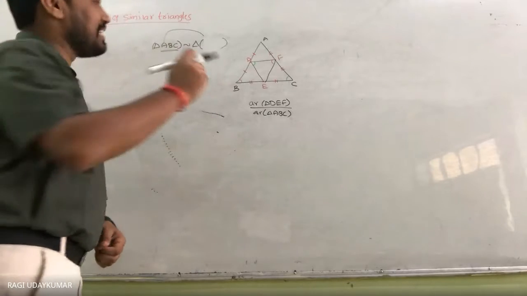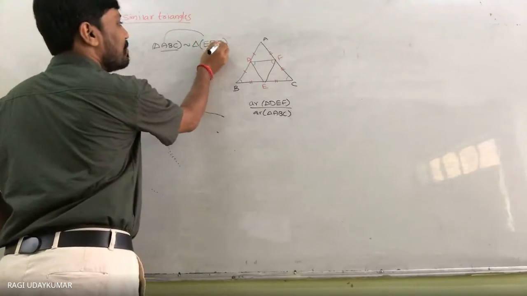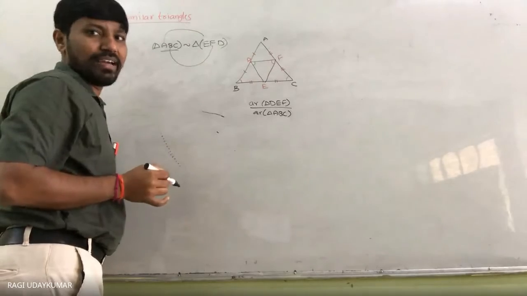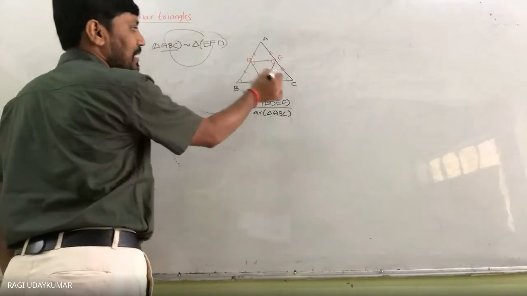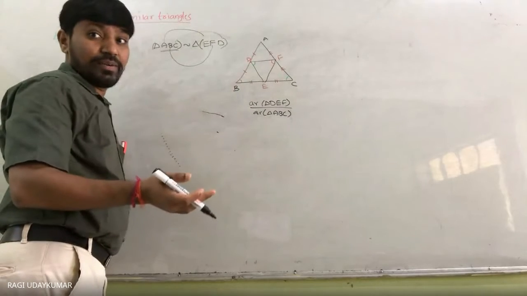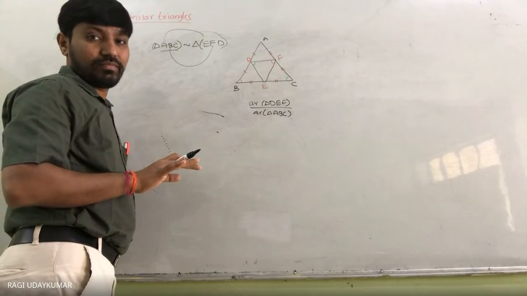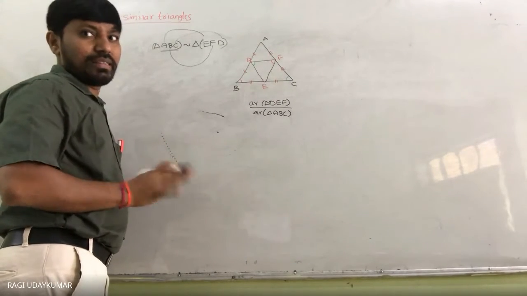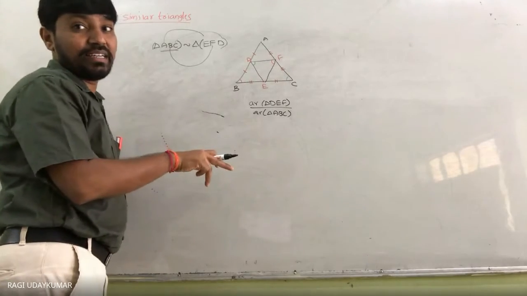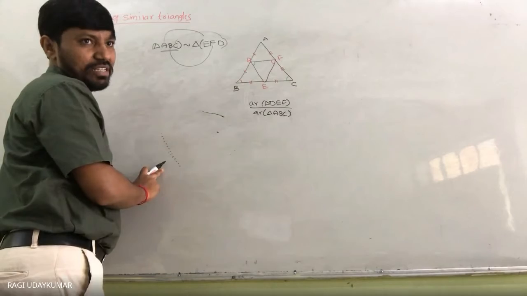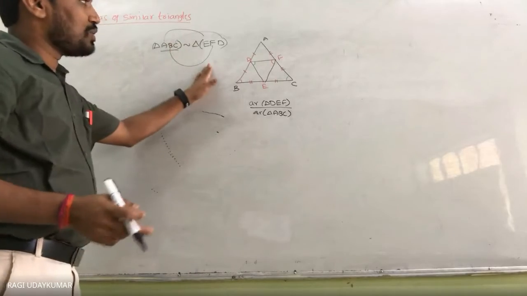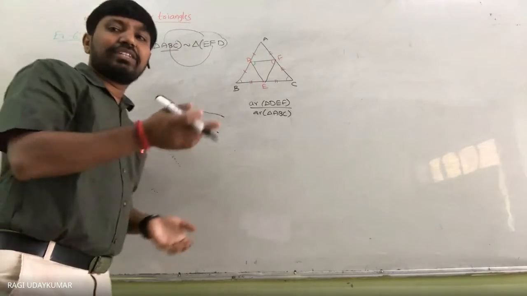Sir, EFD. EFD is right. Because already we are saying that angle B and F are equal, shown in red color. Angle C equal to D, because they are the opposite angles of the parallelogram. Opposite angles of the parallelogram are equal. That concept we are taking. Now by AA similarity, you can say that ABC is similar to DEF. If ABC is similar to DEF, the ratio of the areas of these two triangles is equal to the square of the ratio of the corresponding sides.